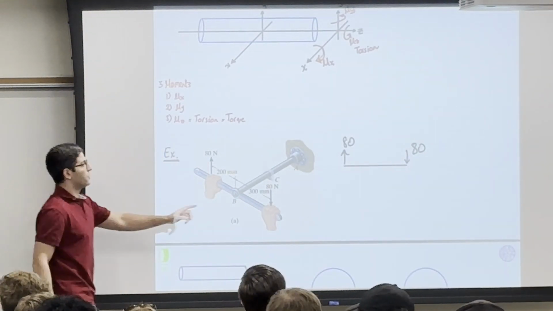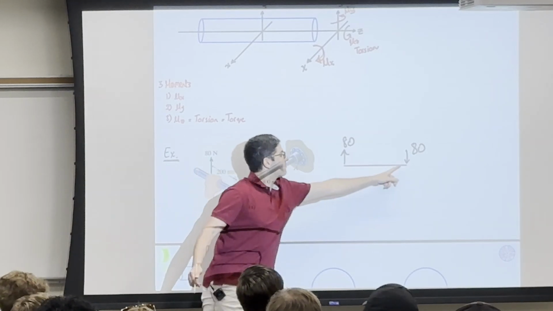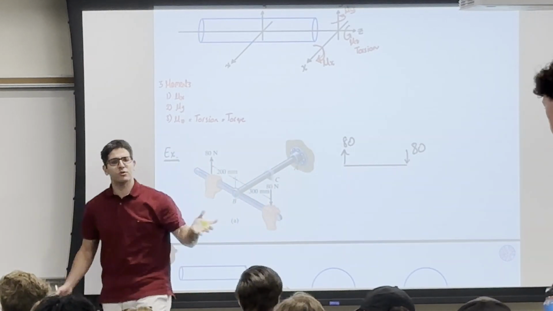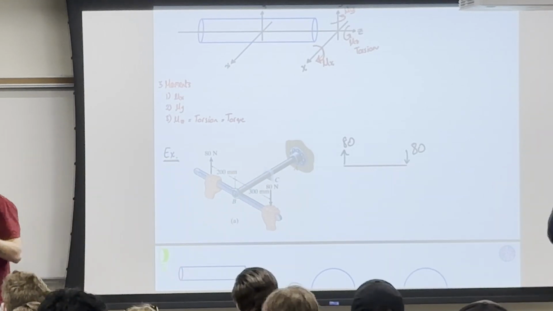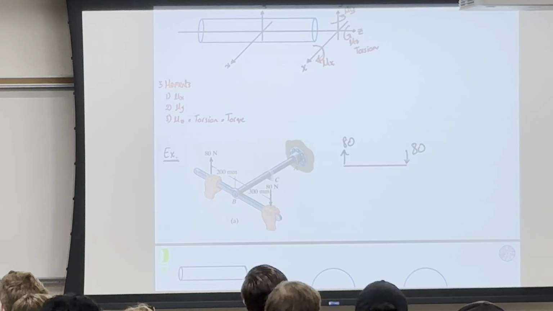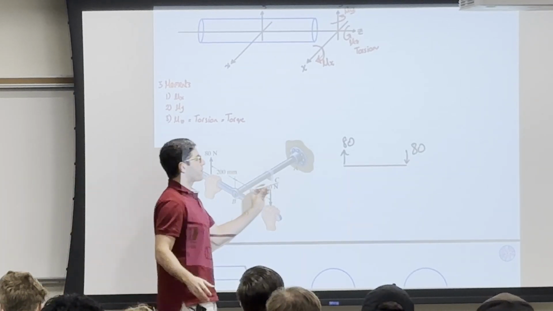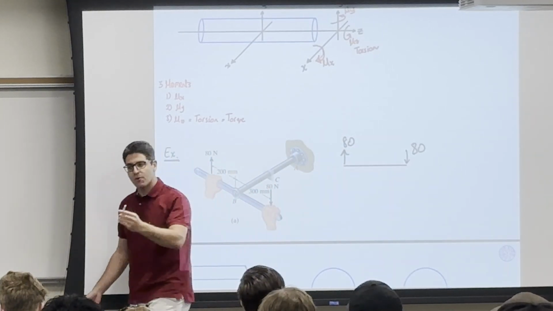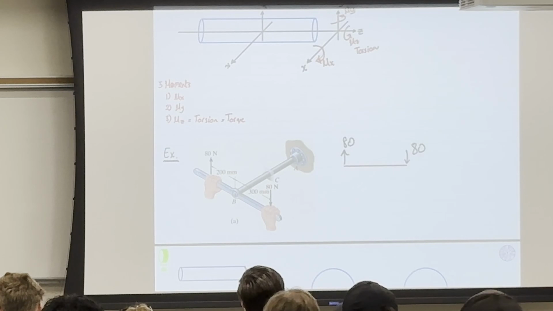So if I took a moment here, I will have 80 times this distance, and there is no moment that will counter this acting moment. If there is no moment that will counter that acting moment, which usually comes in the form of a fixation or anything, that means it's going to move. That's why this beam is going to rotate clockwise. That's why you all said that this beam is unstable.